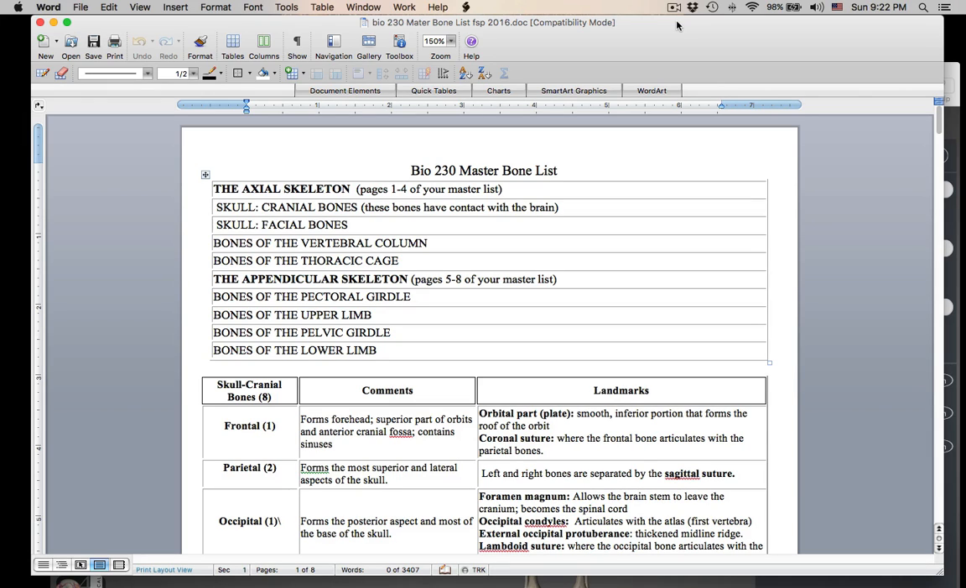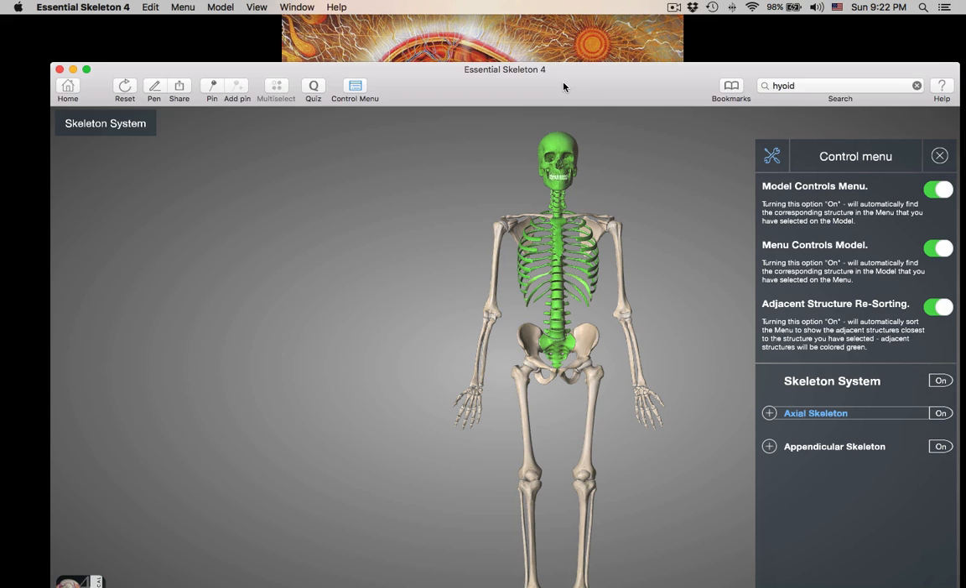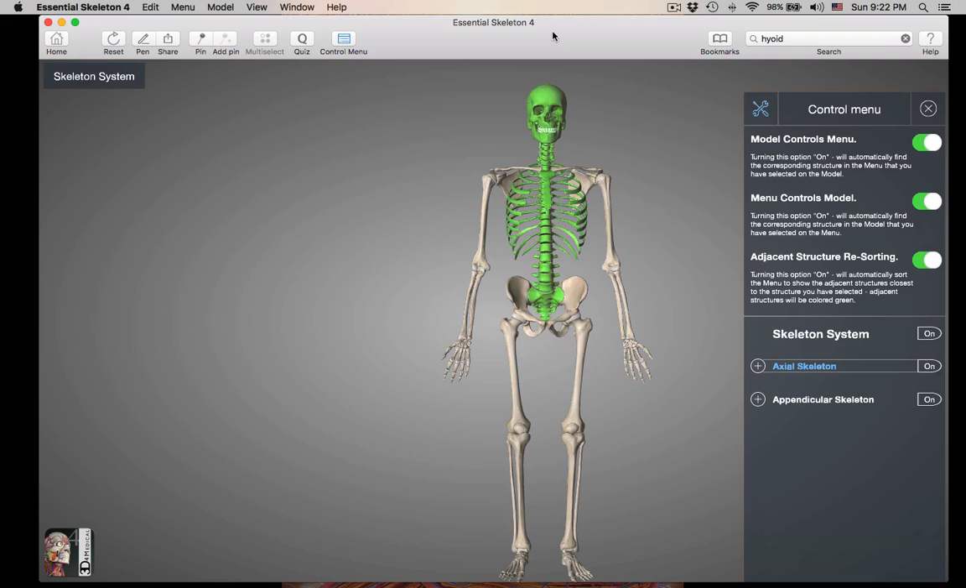So let's get started. And I have this cool app that I downloaded. It's called Essential Skeleton. It was 99 bucks. And I'm still trying to learn how to use it. I've been messing with it for 2 days and not doing a very good job. But let's see how we do.